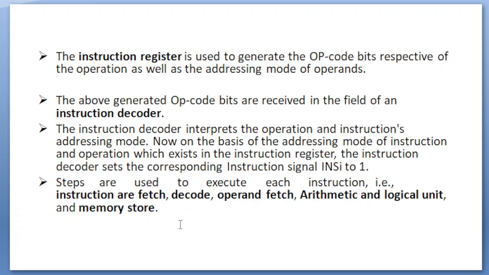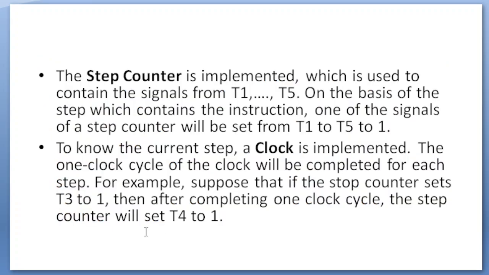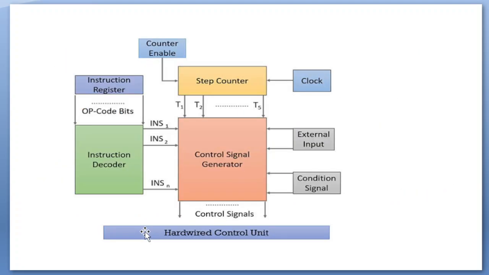So these 5 steps, how can we know which step is being performed now? We can know with the help of the step counter. Here T1, T2, up to T5. T1 represents the operation, that is, opcode fetch and decoding. The different 5 steps can be identified through this step counter.